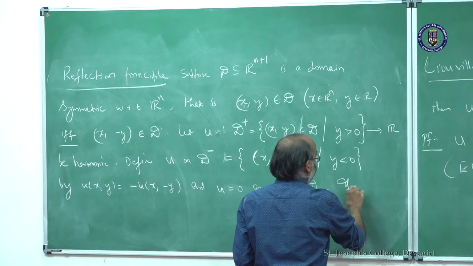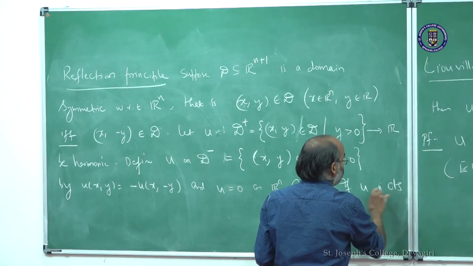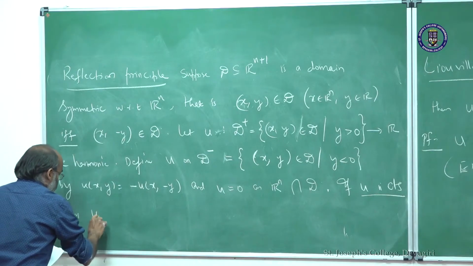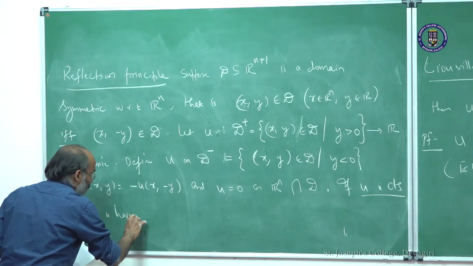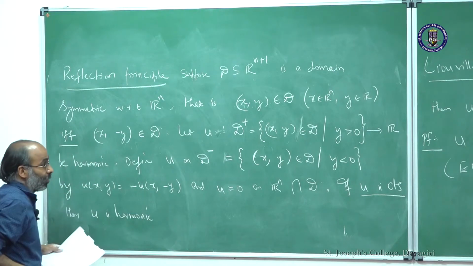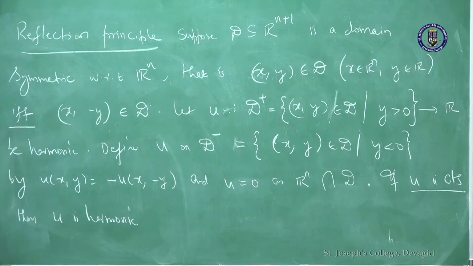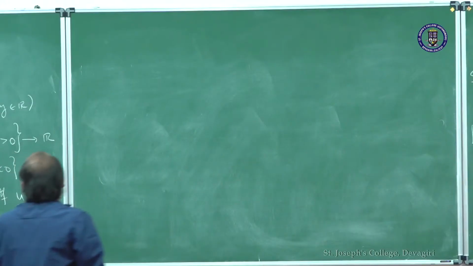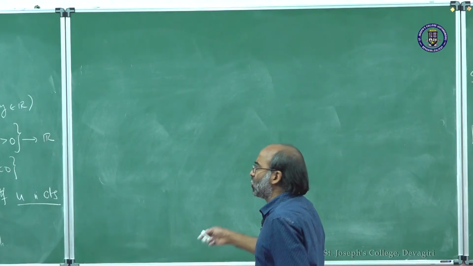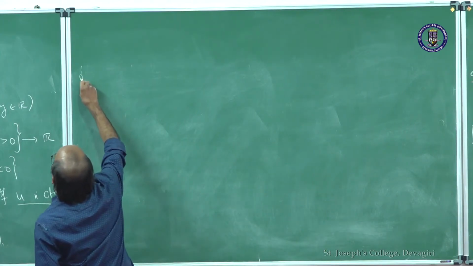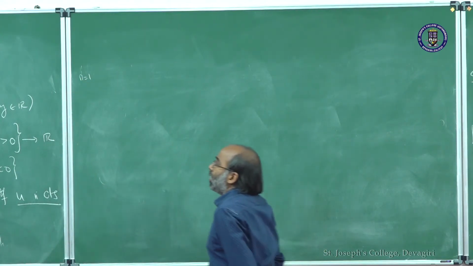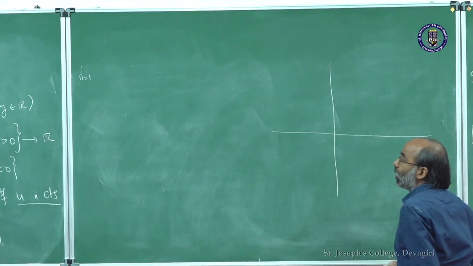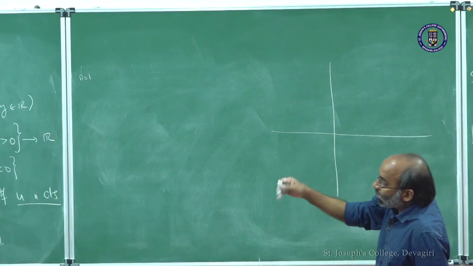Okay. If u is continuous, then u is harmonic. So, if it is confusing at first sight, please do not worry, I will draw the picture and tell you what is happening. D is a domain in R^(n+1). So, we will do everything in n equal to 1, so that it is clear. So, I have R^2, that is R^(n+1), a domain symmetric with respect to R^n.